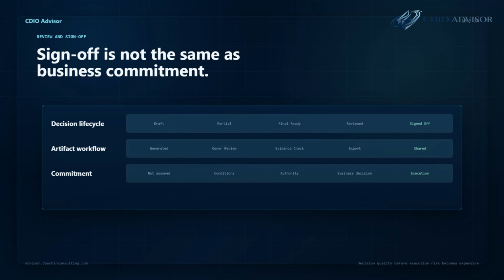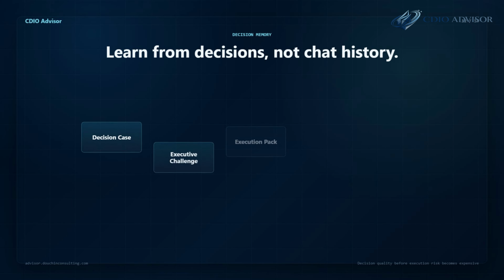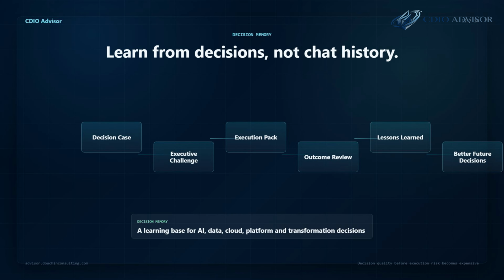After execution, CDIO Advisor captures what actually happened. Which KPIs moved? Which assumptions were validated? Which risks materialized? Which missing data mattered? What should be challenged earlier next time? This creates structured decision memory, not chat history, decision memory, a learning base for future AI, data, cloud, platform, vendor, governance, and transformation decisions.